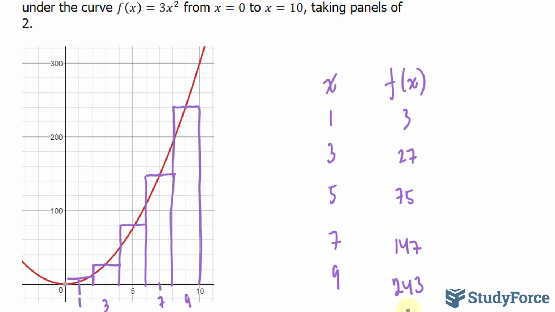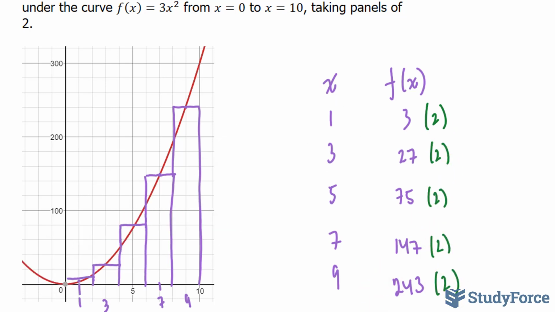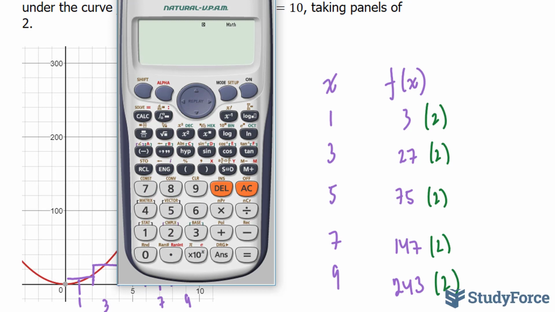Now remember, the area that we are going to find is just an approximation. It's not the exact thing. In fact, in order to find the exact area underneath this particular curve, we'll integrate this function after this, just to see how accurate we were. Now that I found my outputs for each of these x values, I'm going to multiply these numbers by 2. So this by 2, and so on. Let's see what happens if we do that. I'm going to use my calculator.